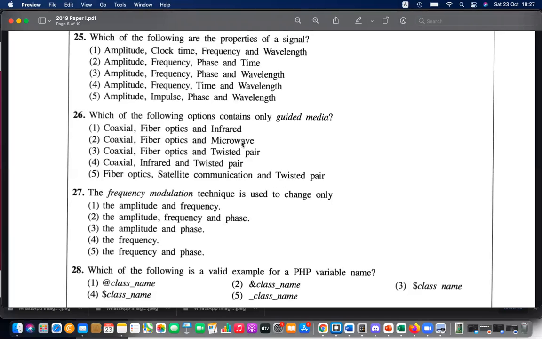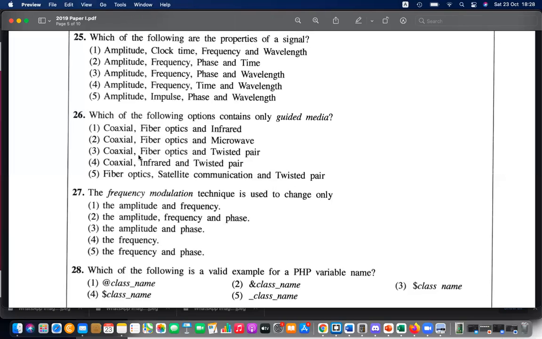Both infrared and microwave are unidirectional. It's going only one direction. Okay, then the twisted pair cable is yes, it's twisted two wires. Fiber optics is basically the light transmission media. It's also wired. Coaxial is like antenna cable in your TV.